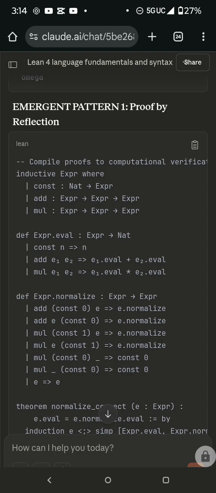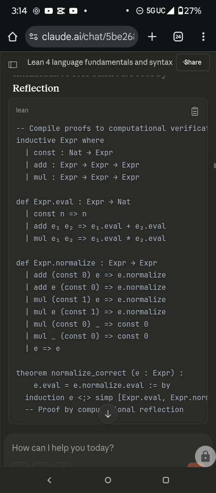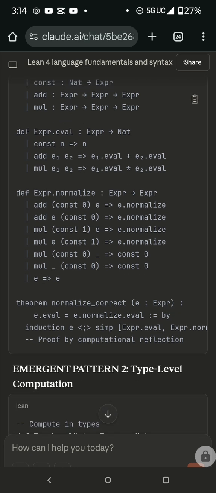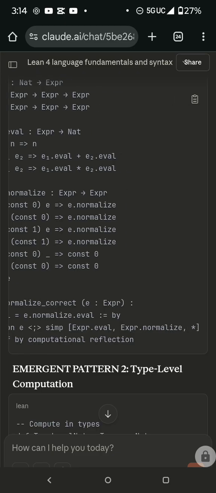Indeed, is that right? Inductive expression, where, and it gives an example like that. We define that, set that, we further define that, set that like this, and then at the bottom, theorem normalized correct, it would be set like this. Ultimately, that would be the proof by computational reflection. So how is this all emergent?